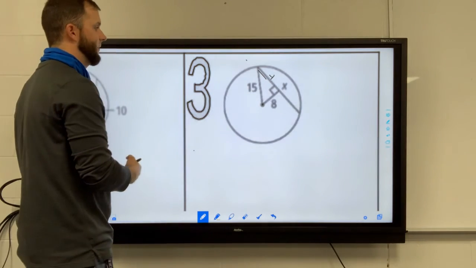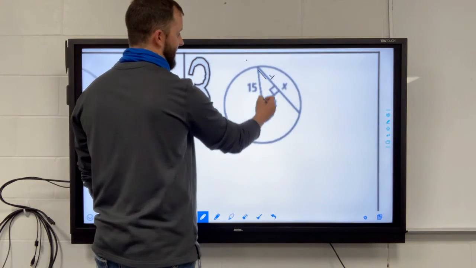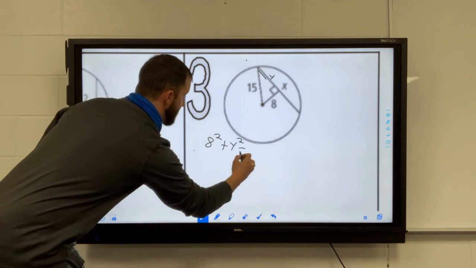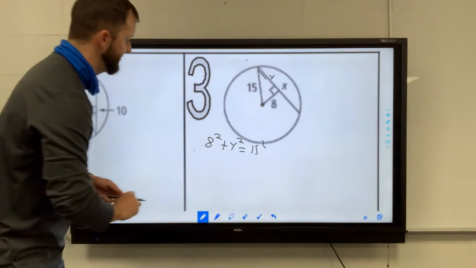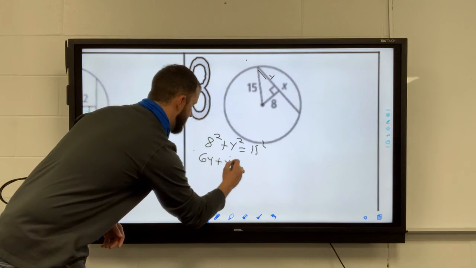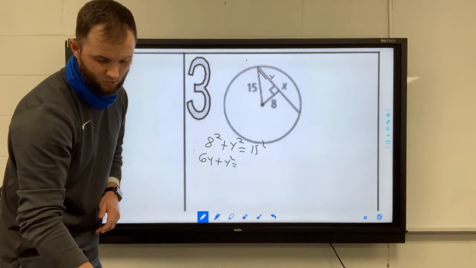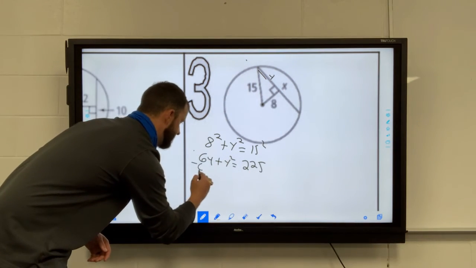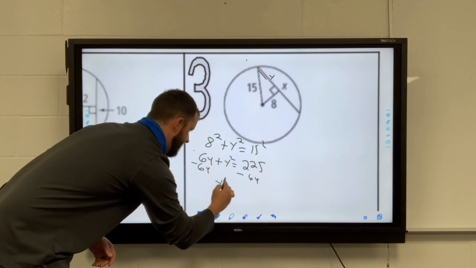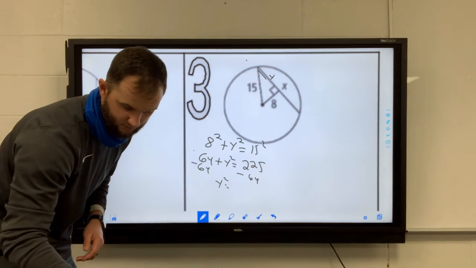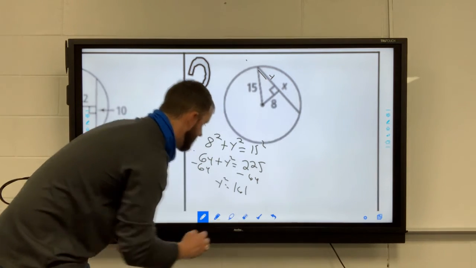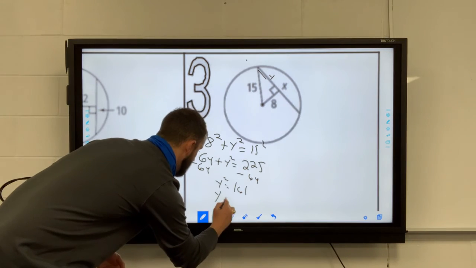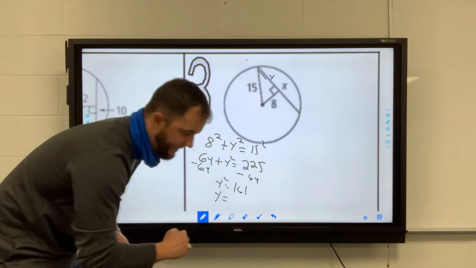So let's go ahead and find the missing side length here. This is my hypotenuse, and these are my 2 legs. So I'm going to do 8 squared plus y squared equals 15 squared. 8 times 8 is 64. 15 times 15 is 225. Then I'm going to subtract 64 on both sides. So you should get y squared equals 161. Then I'm going to take the square root of 161, which is going to give you 12.6886.